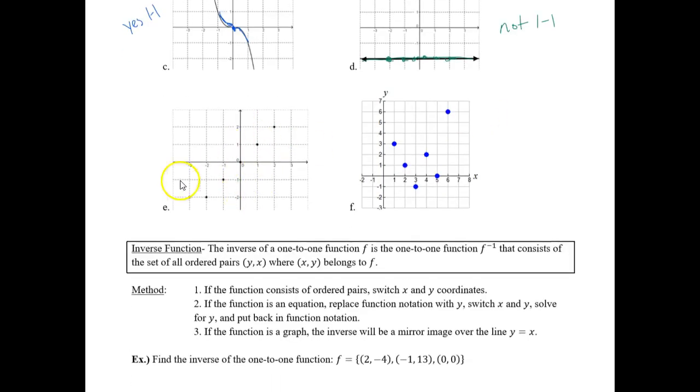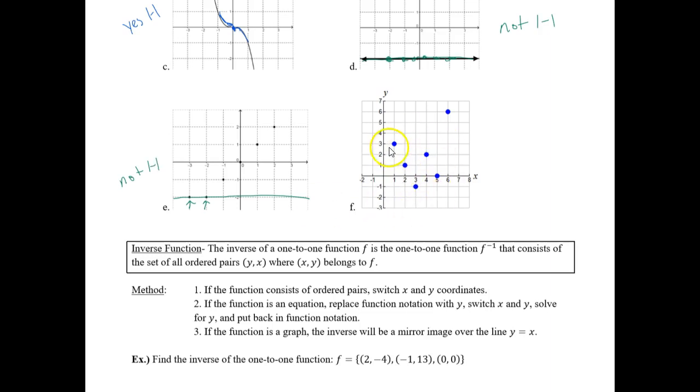Looking at part E, we do a vertical line test. And even though this is just a collection of points, it's only touching a vertical line once at any given vertical line. We do a horizontal line test. And I see here, if I draw a horizontal line, I'm touching two values. So it's not one-to-one.